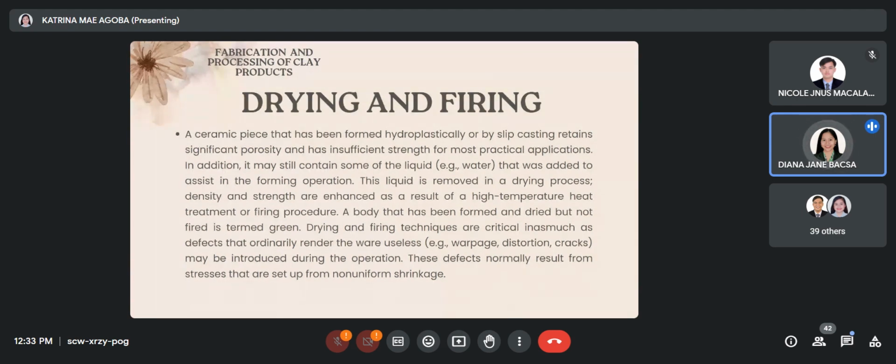So to prevent the defects during drying and firing, mahalaga pong tandaan na kailangan natin na gamitin yung consistent forming technique and control the drying rate carefully. Use a slow, even firing schedule. Avoid exposing the ceramic piece to sudden changes in temperature. And also use high quality clay and glaze materials. Next one.